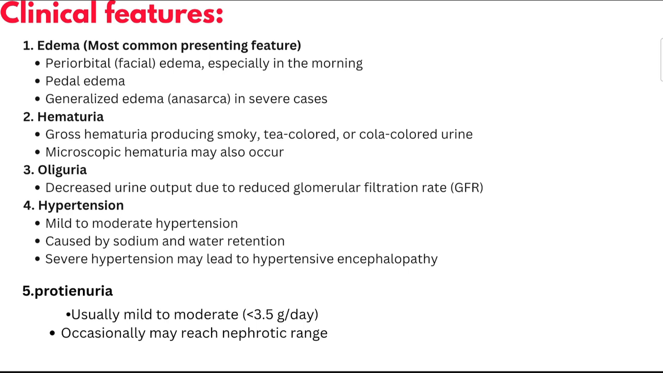Hypertension or high blood pressure is another feature, often mild to moderate, but it can become severe, leading to complications like hypertensive encephalopathy. This is typically due to sodium and water retention. Lastly, proteinuria is usually mild to moderate, but in some cases it can reach nephrotic level, exceeding 3.5 grams per day.